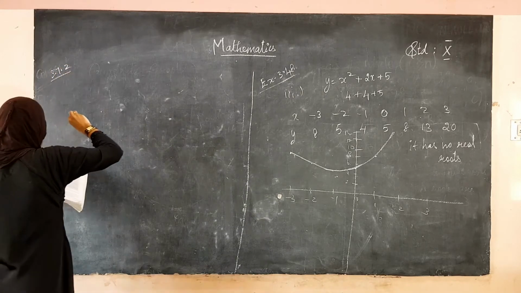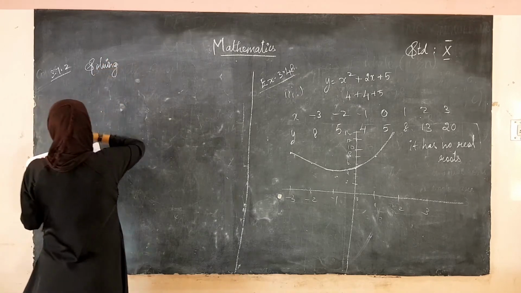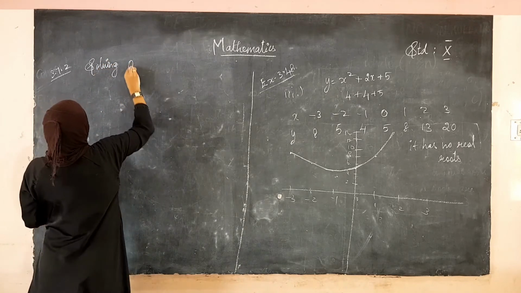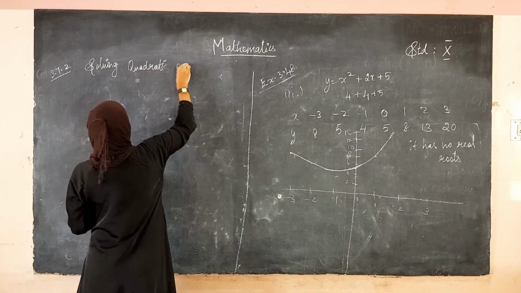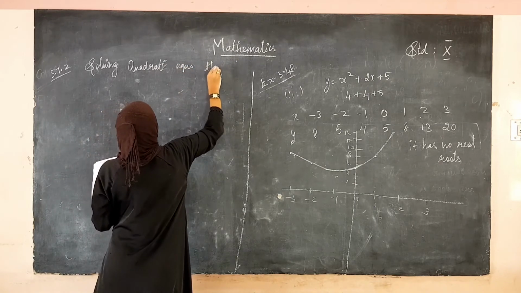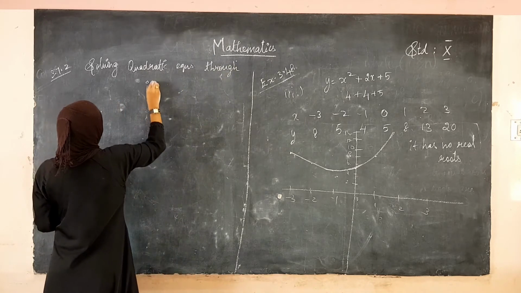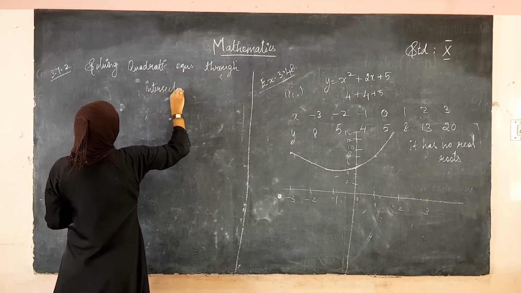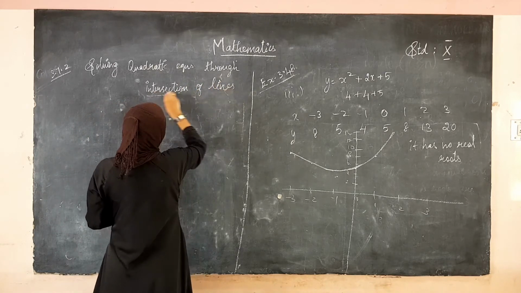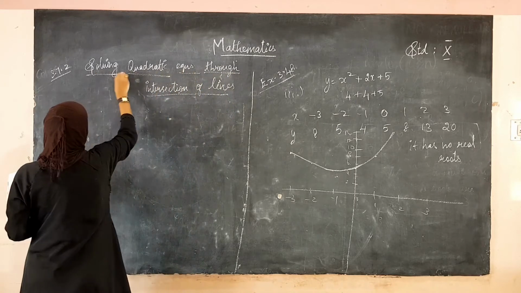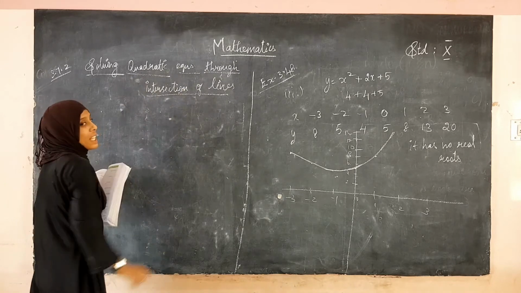Now what we are going to do is 3.7.2. Solving quadratic equations through intersection of lines. From the topic itself you can see there will be two graphs, right? One is the graph of the quadratic equation and the other is the graph of the line.